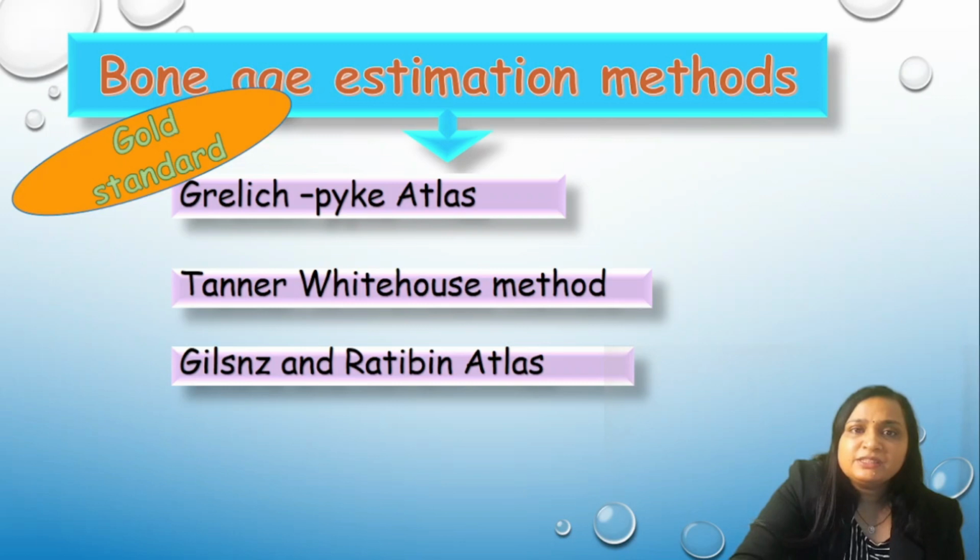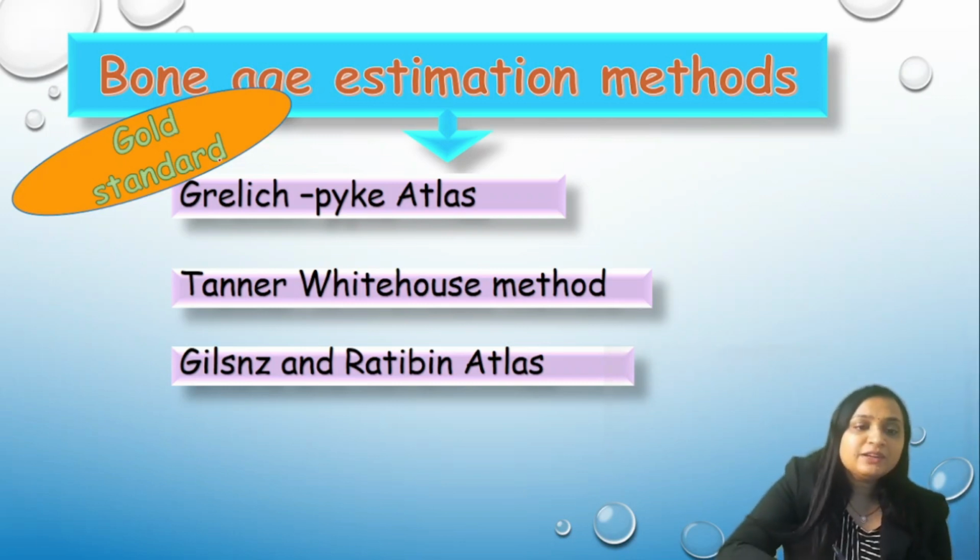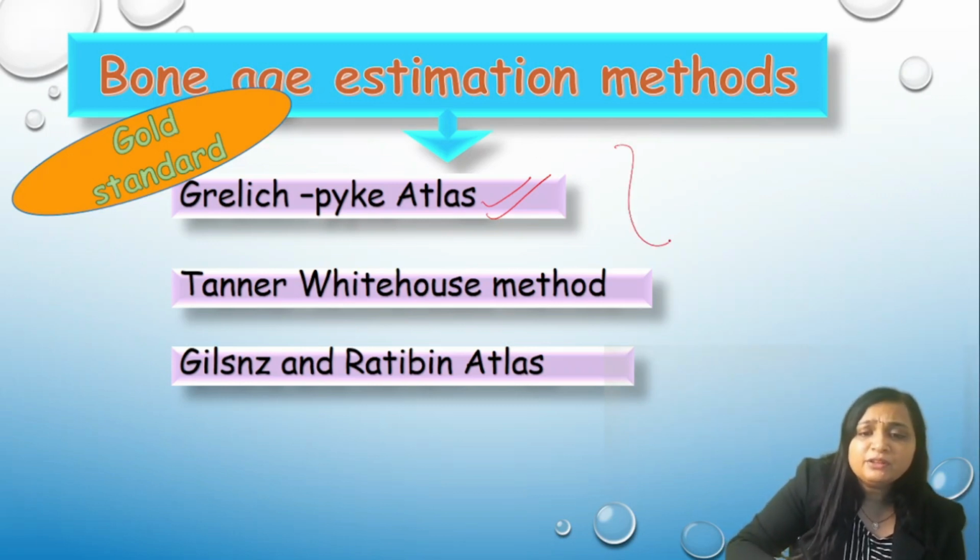To do the bone age estimation, there are few methods. We cannot do it haphazardly or randomly, and the gold standard method is the Greulich-Pyle Atlas. They are following the Atlas. The other method is the Tanner-Whitehouse method, and the last method is Gilsanz-Ratib Atlas. So these three methods could be used for the bone age estimation.